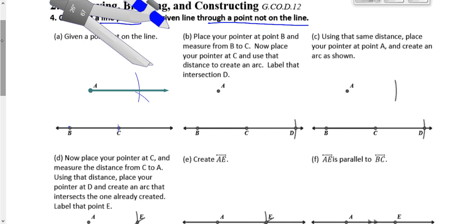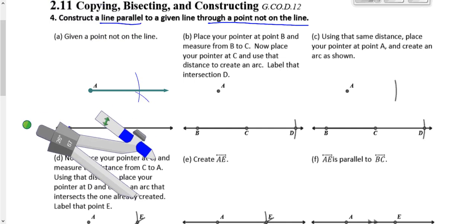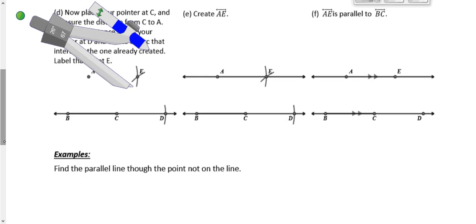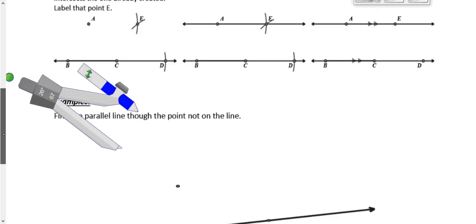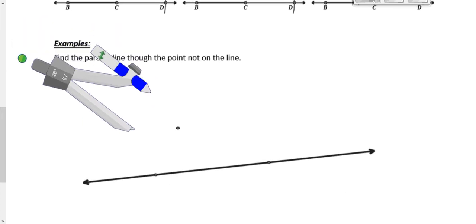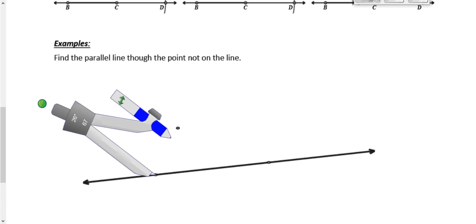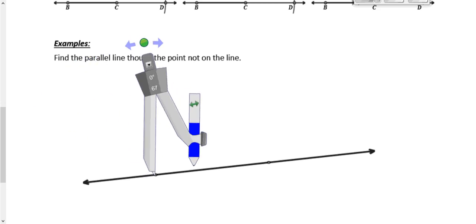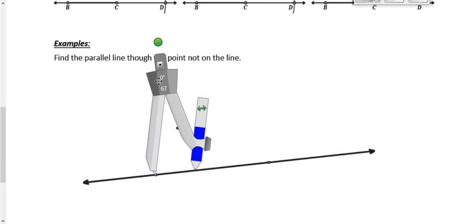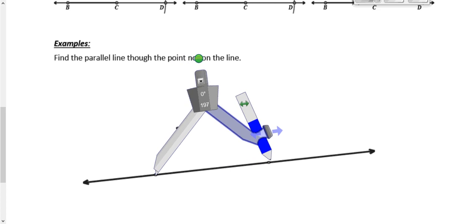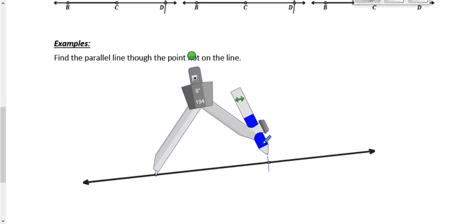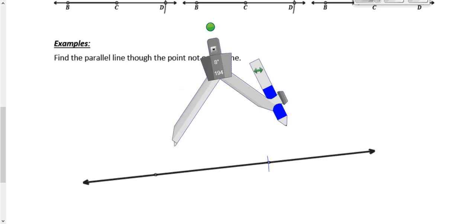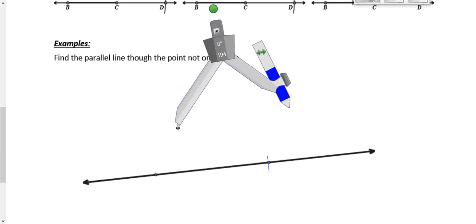Bring my compass back down here. So I want to take a minute and do this. If you need to see what I'm doing, you can take a look to help. So I'm going to measure this distance here. Okay. So just show I measured it. And I'm going to transfer that up here.